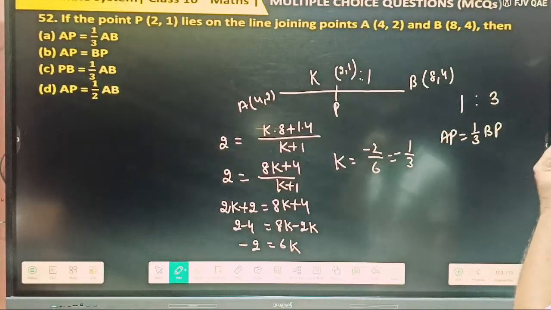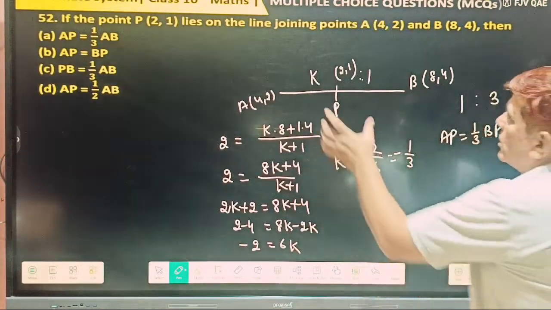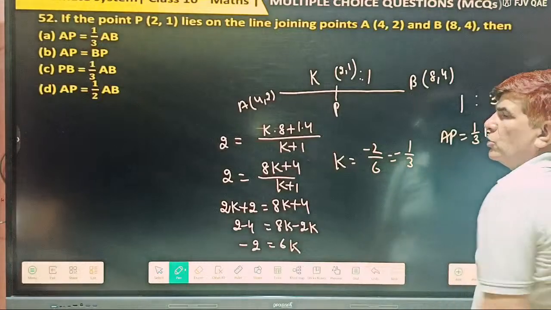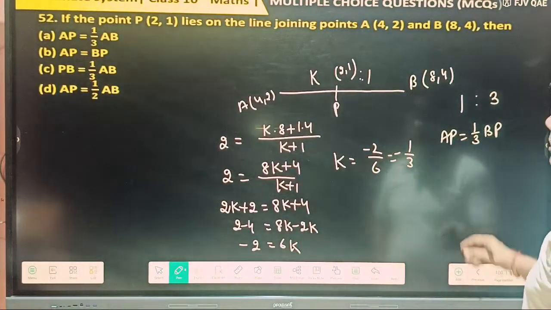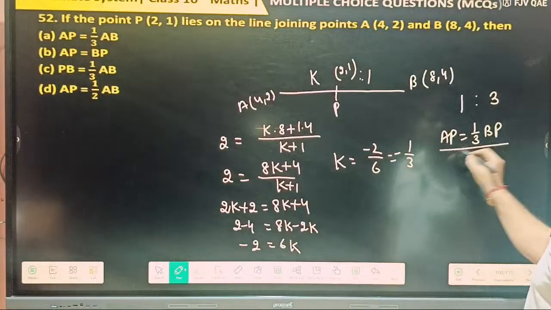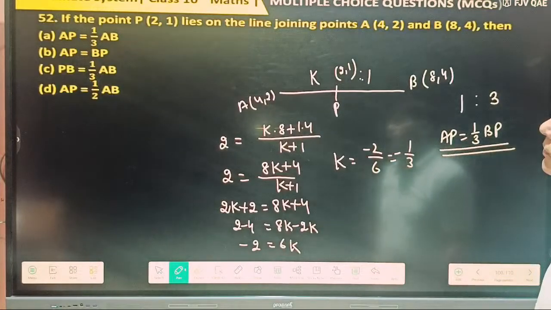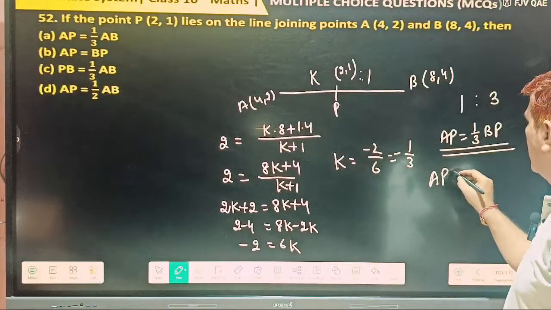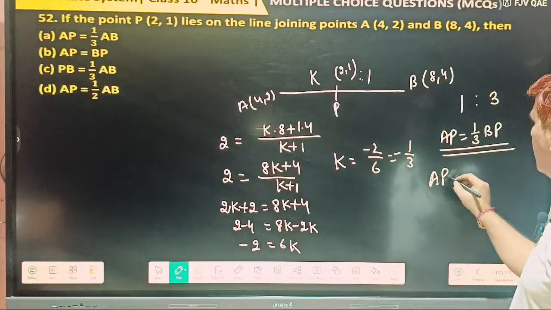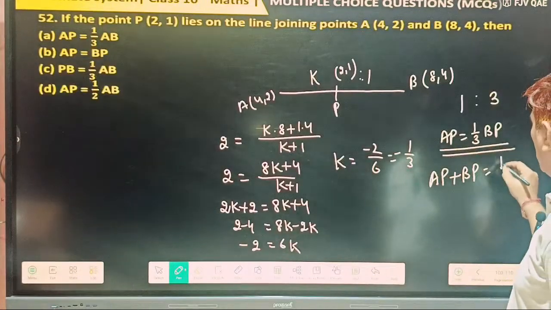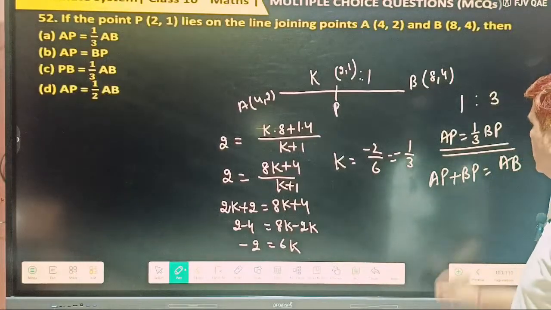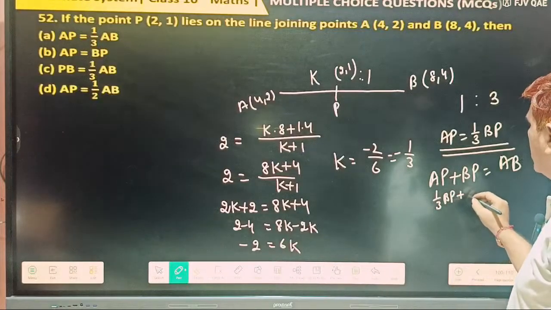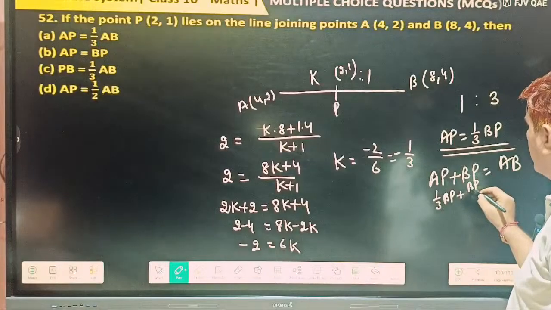Its meaning is this, or not? This is 1 raised to 3. It means 3 parts here, 1 part here. So what's the total? We have to find it in the form of AP, in the form of BP. AP plus BP is equal to AB, yes or no? So what's your AP? AP is 1 by 3 BP, plus BP is equal to what?